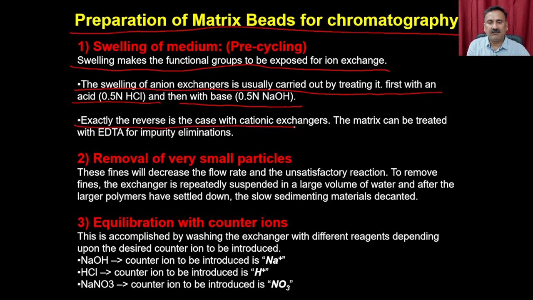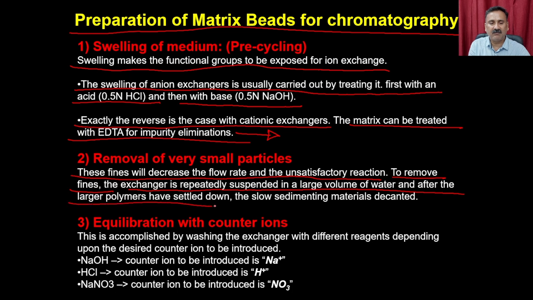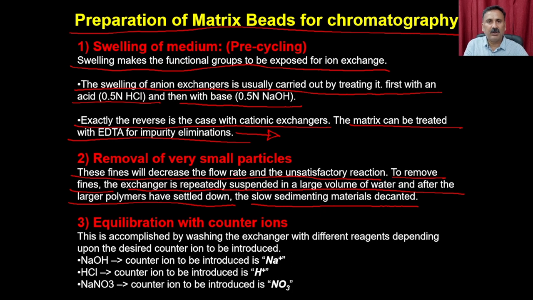Exactly the reverse is the case with the cation exchanger. The matrix can be treated with EDTA for the elimination of impurities. Then you also have to remove the small particles. These fines will decrease the flow rate and cause unsatisfactory reactions. To remove the fines, the exchanger is repeatedly suspended in a large volume of water, and after the larger polymer has settled down, the slowly sedimenting fines are decanted. This means you wash the matrix multiple times so that the fine particles, which reduce the flow rate and can also interact with the proteins, are removed.